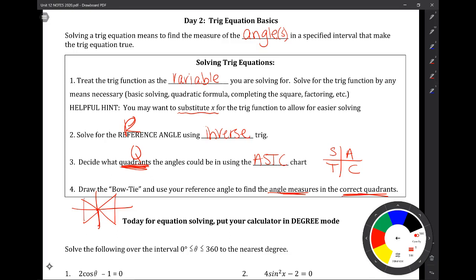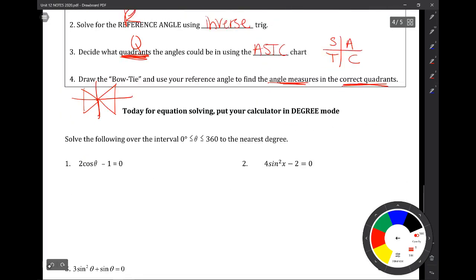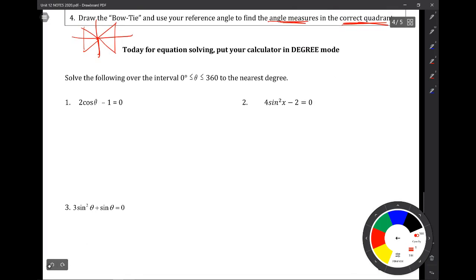All right, so let's get going here. We're going to want to make sure our calculator is in degree mode. So if you need a second to do that, definitely make sure your calculator is in degree. If you're in degree mode, we are going to be solving for only angles that fall between 0 and 360 degrees, and we're going to be rounding to the nearest degree. So if we get something that does not come out to be an exact angle, we're just going to round it. All right, so number 1.